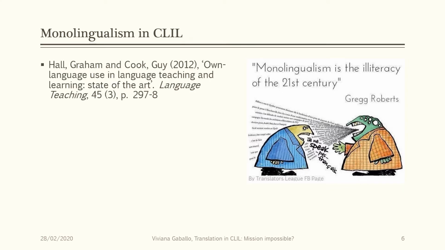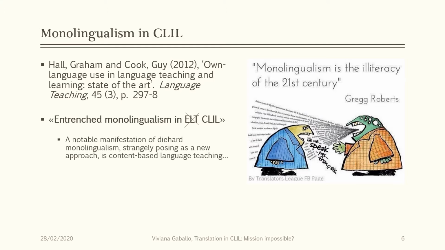This is what Guy Cook and Graham Hall say in their 2012 article on language use in language teaching and learning, state of the art. There is a section in the article that they've titled Entrenched Monolingualism in ELT, that actually should read Entrenched Monolingualism in CLIL, as it is totally devoted to discussing both monolingualism and CLIL and criticizing both, as is apparent from some of the quotations drawn from the article.